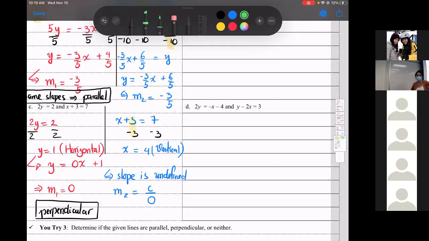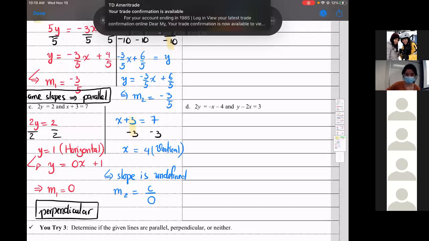Allison, they're not the same slope. Maybe you want to check it again. But thank you for the input. Other people, please put your answer in the chat too, okay?